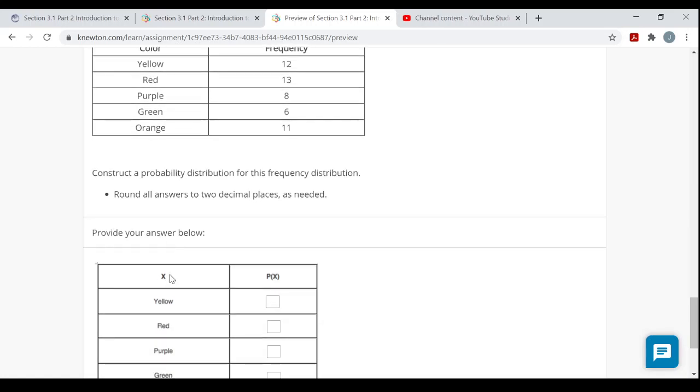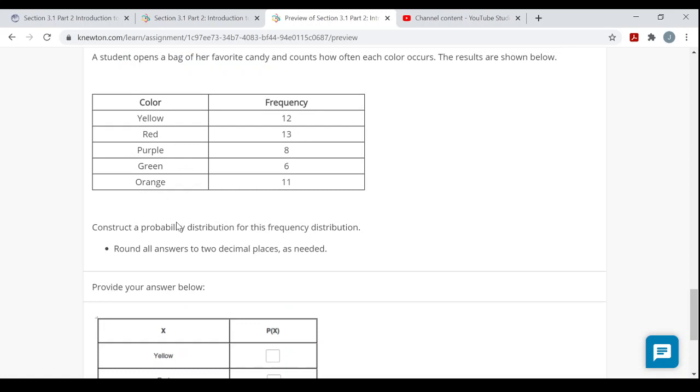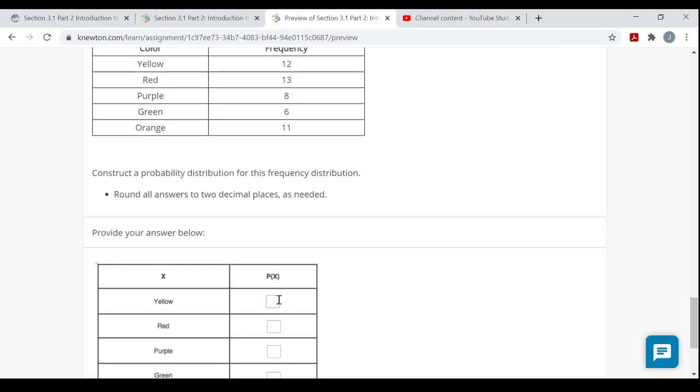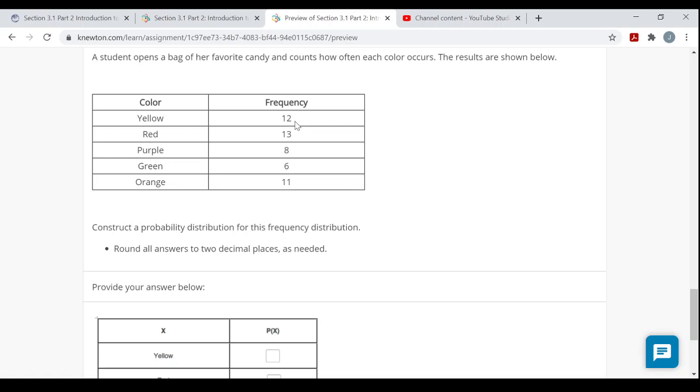So X here represents the candy color, and then you see this P of X, right? What's the probability of selecting each color of candy from this bag? So it's just, again, relative frequencies. So I would add up, you can pull a calculator out if you want, but add these up. How many candies are there in the bag? So there are 50, right? There's 25 here, and 14 and 11 make 25 again. There are 50 candies. And they want us to round all answers to 2 decimal places, so let's write them as decimals.